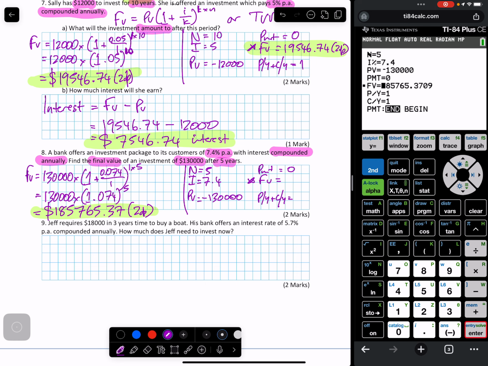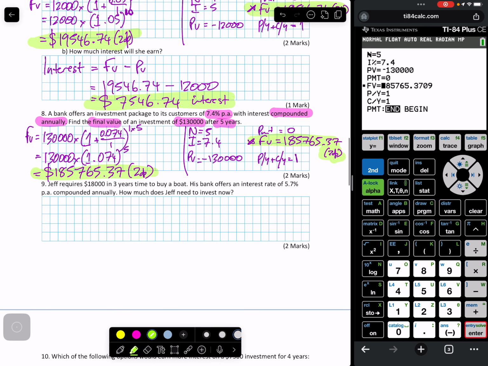PMT was nothing. FV comes to 185,765.37 to 2DP, just like before. PY and CY is 1. Same exact answer, two different ways. TVM solver is faster.